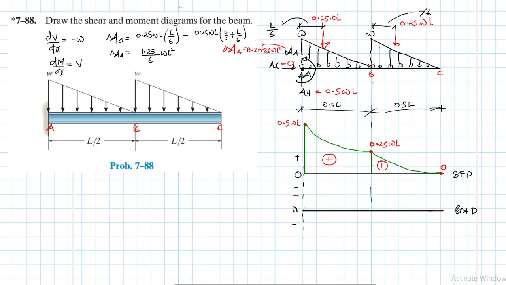So let me write it somewhere. My MA is equal to, I want to maintain my accuracy, that's the reason I'm writing it like this, 1.25 divided by 6 WL squared. Alright, so let me wrap this. So let's start the work. At A, we have the support moment of magnitude 0.2083 WL squared, or 1.25 divided by 6 WL squared.